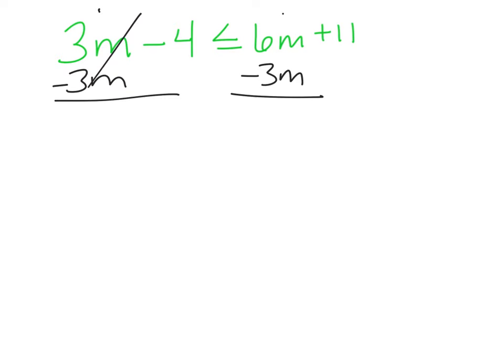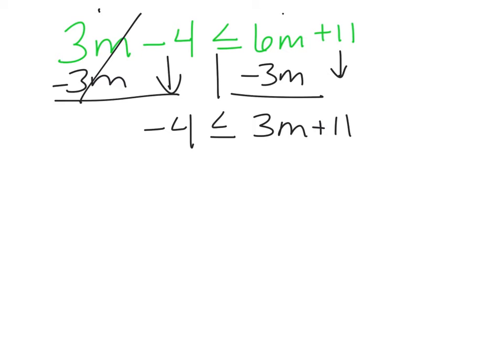And when I do that, these cancel out. You bring down your -4. You bring down your inequality. Notice it's down the center. Okay. 6m minus 3m leaves me 3m. And then you bring down your plus 11. Now you start all over and you do it again.